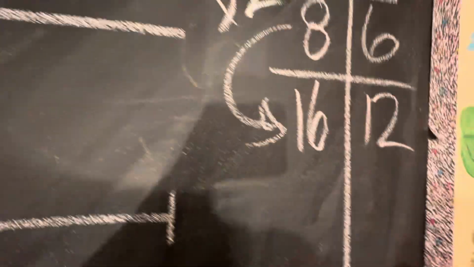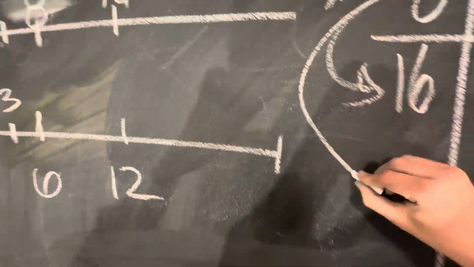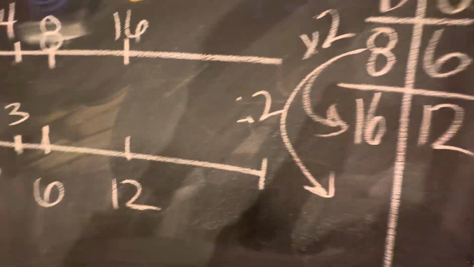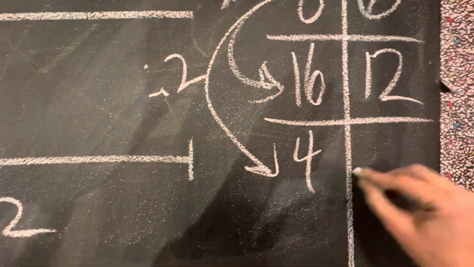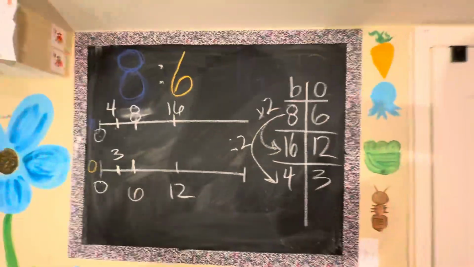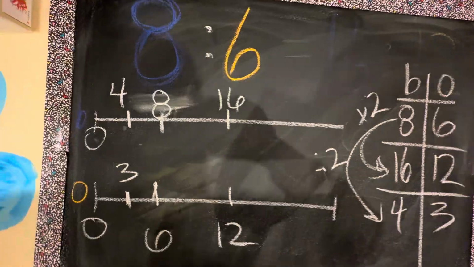Oh my gosh, what that means I could do this. What could I do here? Oh, instead of multiplying by 2, I could just divide by 2 to create an equivalent ratio to 8 to 6, which would be 4 to 3. Oh my gosh, it's magical. I wonder what would happen if I multiplied this whole ratio by 5. That would mean I have to have 5 of these.